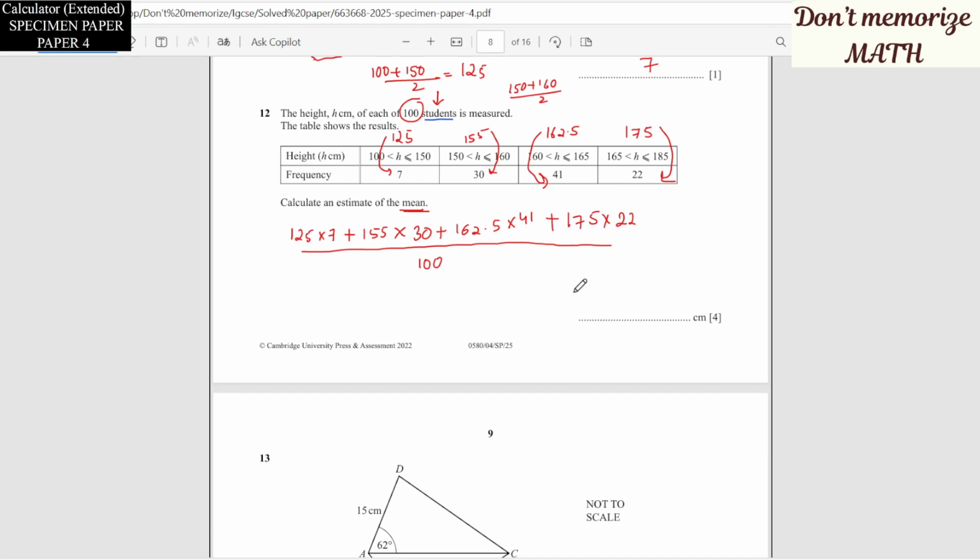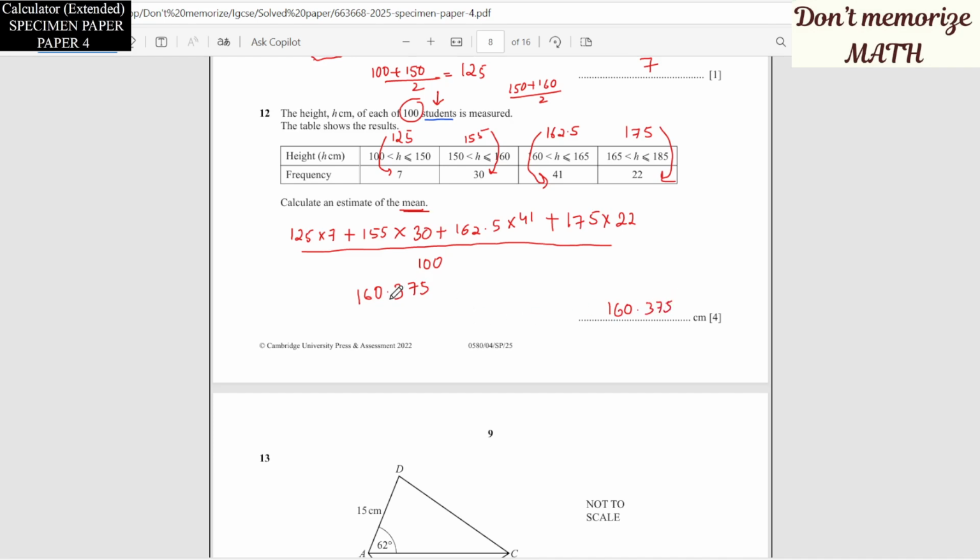So the answer is, you can change it to a fraction by using the SD button. You will get 160.375. It is a terminating decimal, right? For a terminating decimal, you write the same number as the final answer.